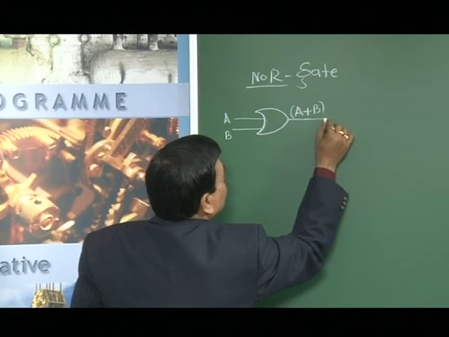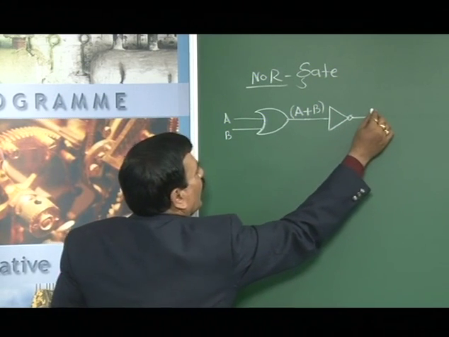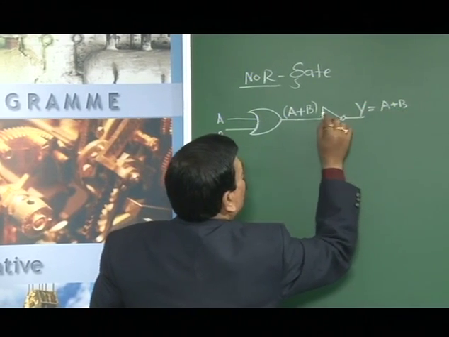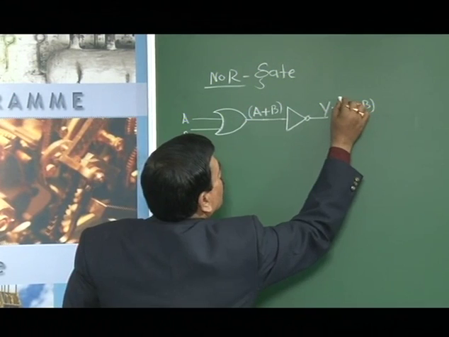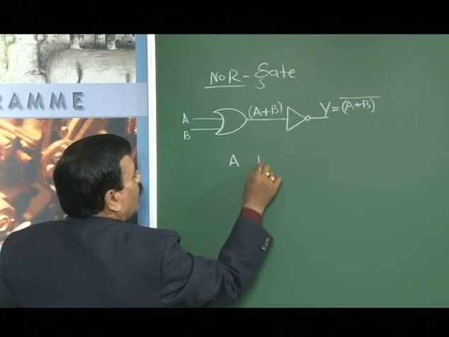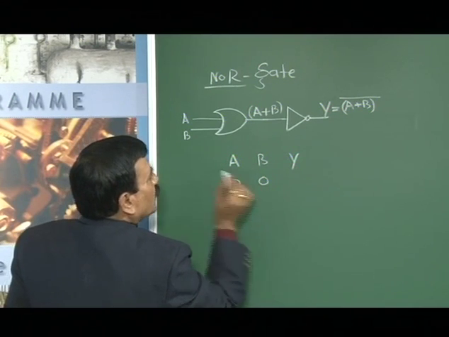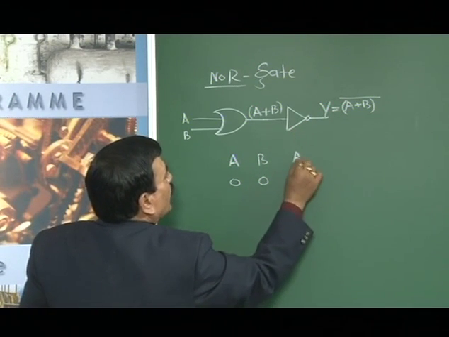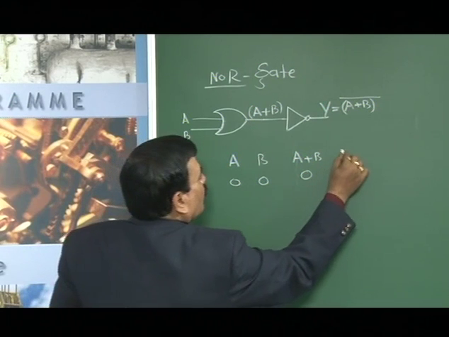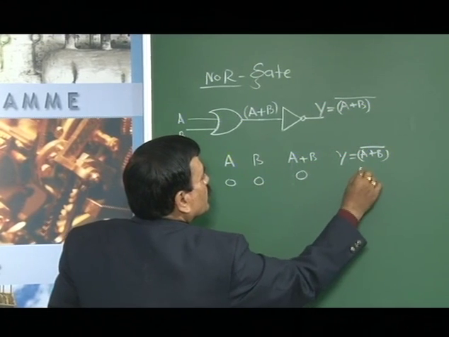That A plus B, combined together, is taken as the input to the NOT gate. Then the y value we get here is A plus B, the input value for this NOT gate, appearing with its complement. So if A, B and y are written here, with both A and B being 0 0 in the first line, then A plus B is 0, and finally I can conclude that the complement of A plus B becomes 1.